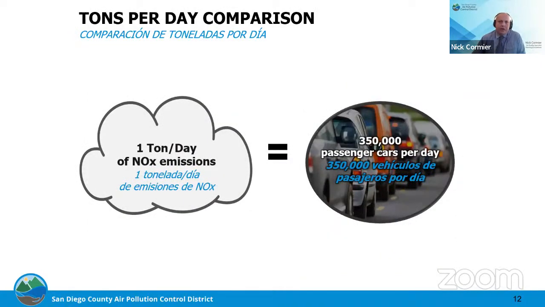It's important to characterize emissions in a way that may be more understandable. To do this, consider the following comparison as we use the term of tons per day. 1 ton of NOx emissions emitted per day is approximately equal to the same amount of NOx emissions being emitted from approximately 350,000 average passenger cars per day.